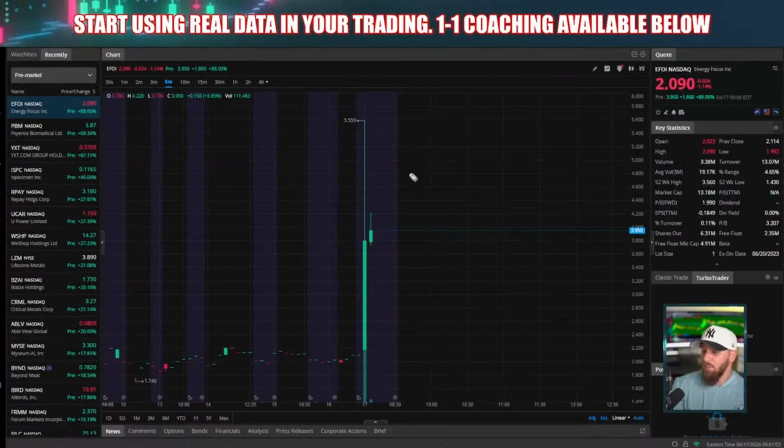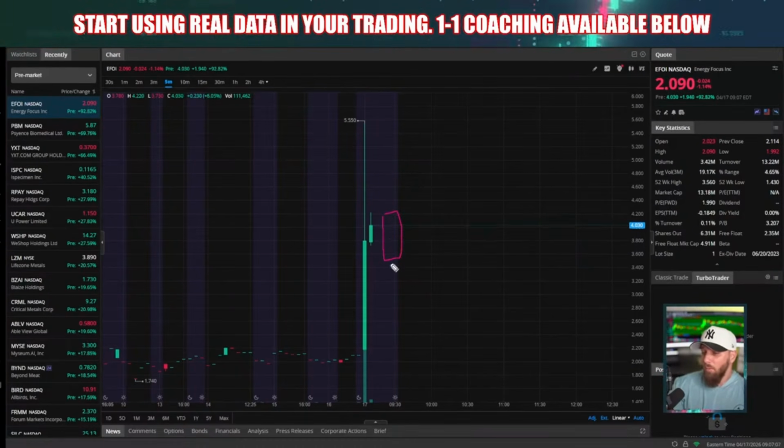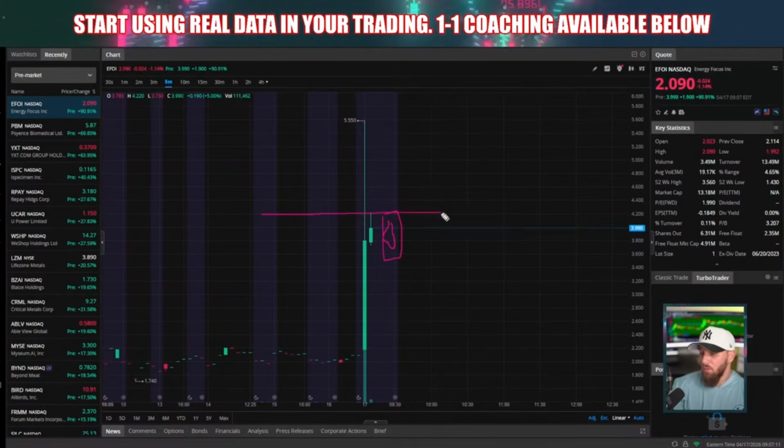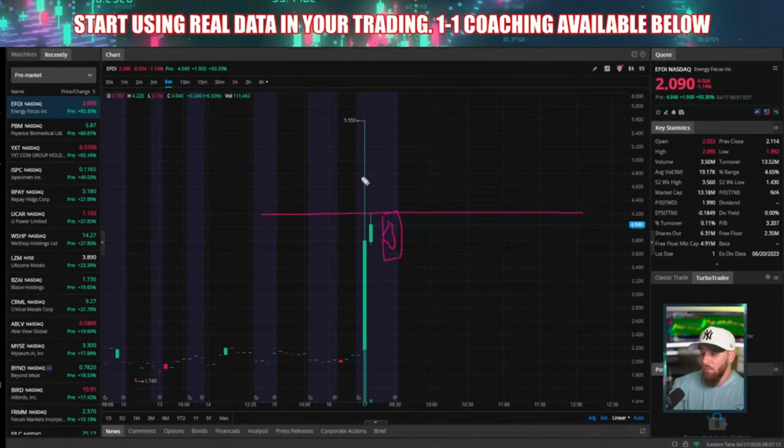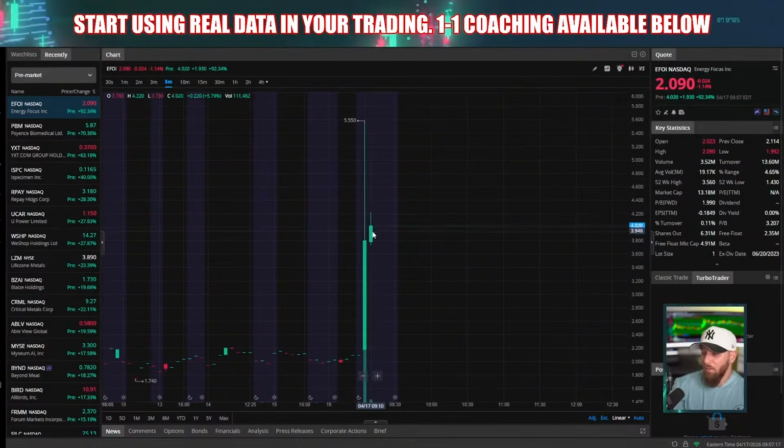But what are we going to wait on? We're going to be patient. We're going to wait for at least one red candle in the 5-minute time frame. After we get at least one red candle on the 5-minute time frame, we're going to take a horizontal line, draw it up at the body of the candle, and that will be our breakout level, wherever that 5-minute candle ends up happening.